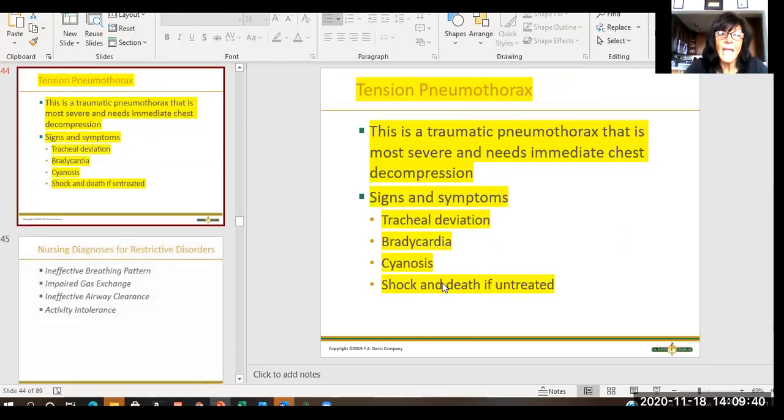Okay. I did give a little explanation about a tension pneumothorax. It's severe, it's life-threatening, and it needs immediate chest decompression. Tracheal deviation, you'll see, like I talked about, severe bradycardia. They will not be getting any oxygenation, so they'll be cyanotic, and they can die.